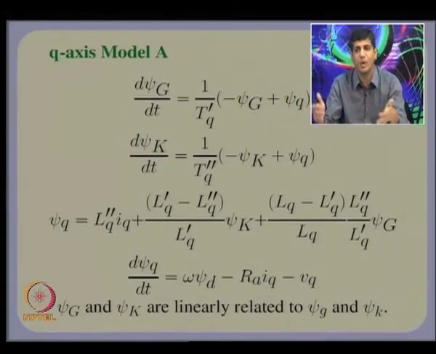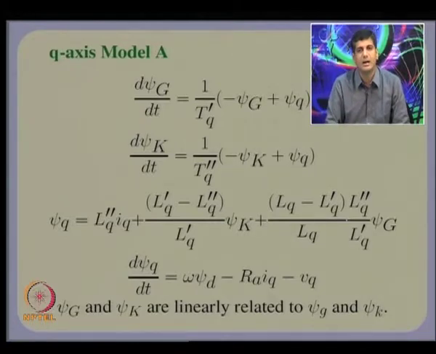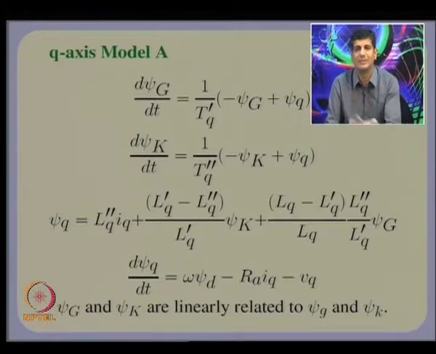If somebody asks you what is, for example, the flux in Tesla of the G damper winding, the answer is I can't find it out. Why? Because the state psi G and psi K, the uppercase states, are valid states of course, but they are related to psi lowercase g and psi lowercase k, which are the original rotor fluxes. But that relationship is not known. This is something I am not giving you.